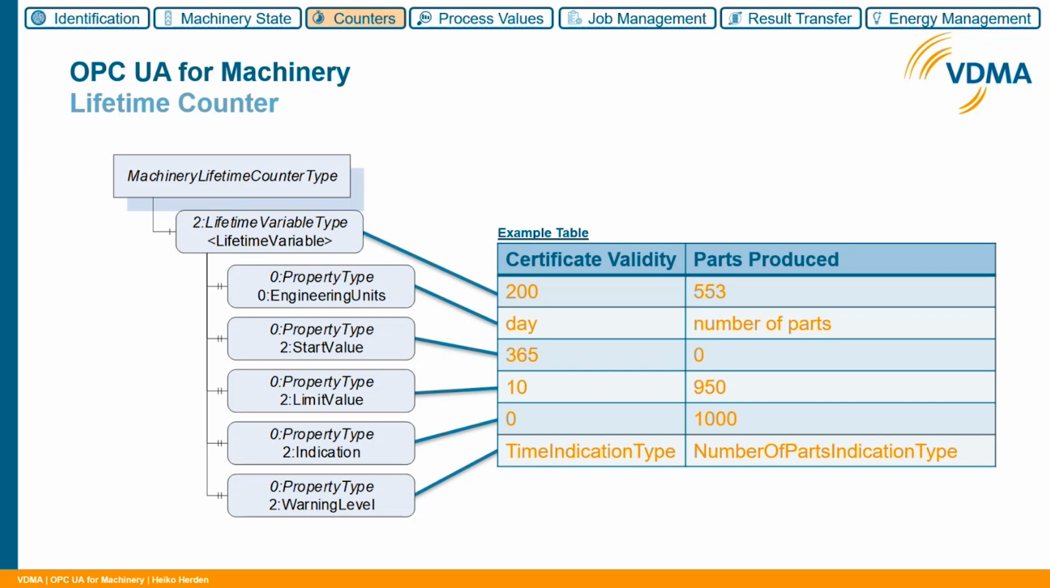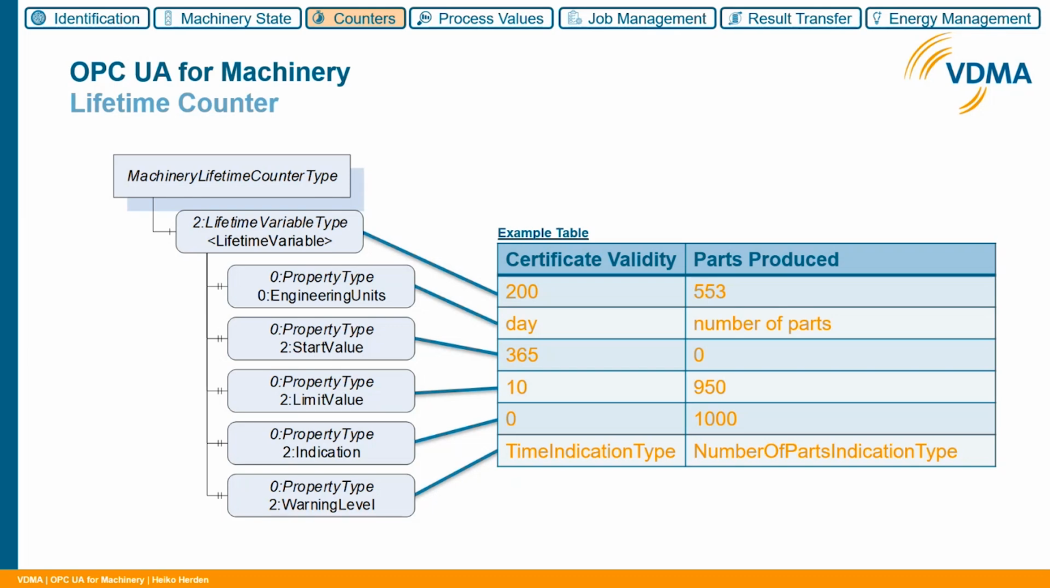And what I will see here in these examples, the software certificate validity lifetime counter counts down. So we are at the moment at a value of 200. So we have 200 days left, and we will get a warning at 10 days and an indication at 0 days. And on the other hand, the parts produced counter counts up. So there we have the current number of 553. And here we count number of parts, and we will get a limit indication at 950 and will reach the final limit at 1,000 parts. So that's that about the counters.